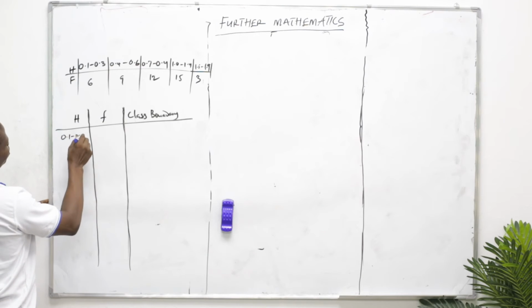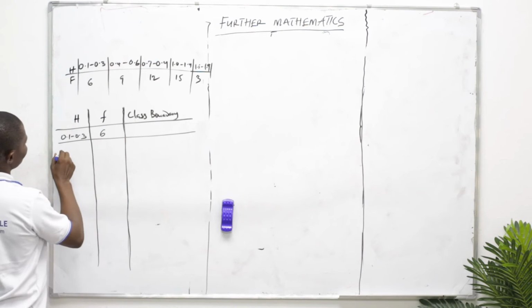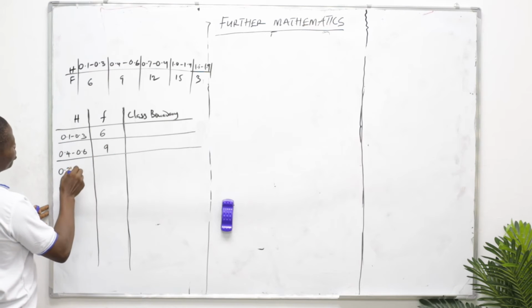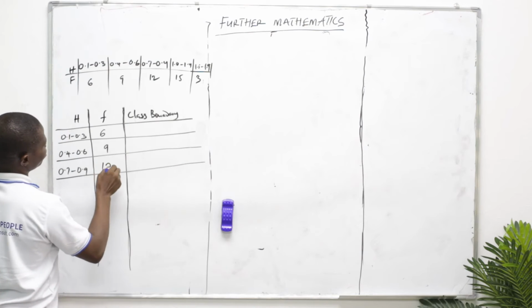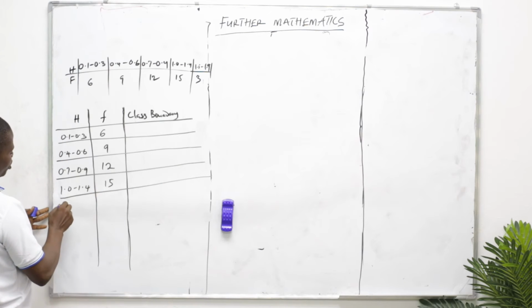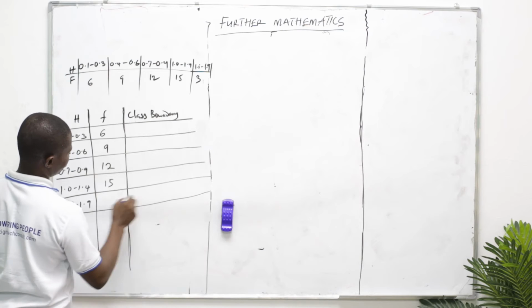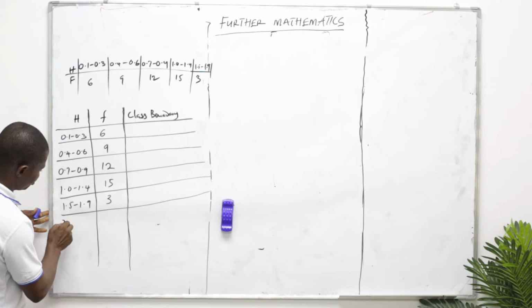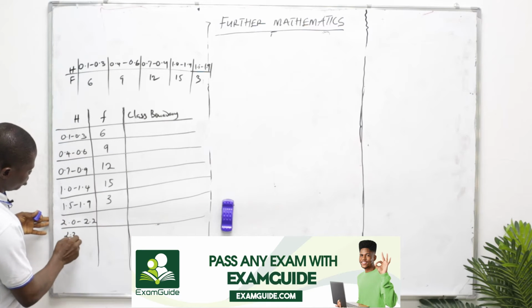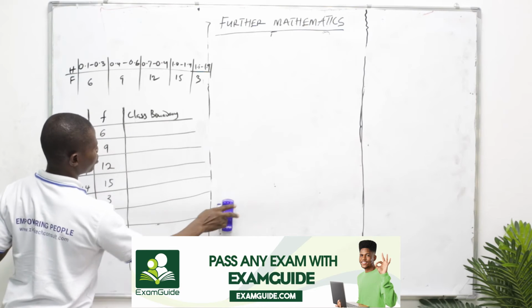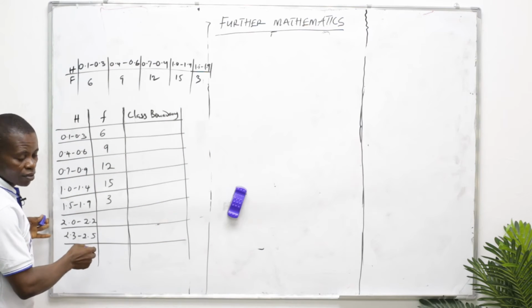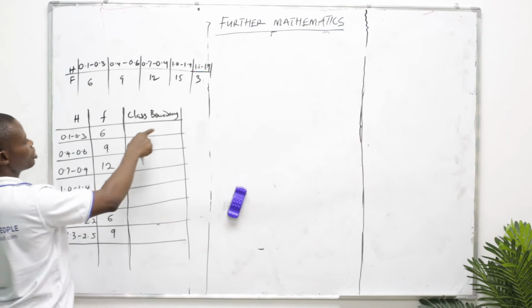0.1 to 0.3, 6, 0.4 to 0.6, 9, 0.7 to 0.9, 12, 1.0 to 1.4, 15, 1.5 to 1.9, 3, 2.0 to 2.2, 2.3 to 2.5, 6, this is 9. This is the class boundary now.